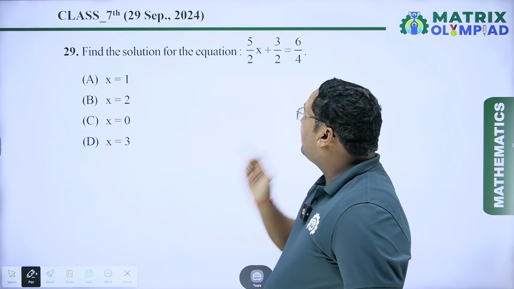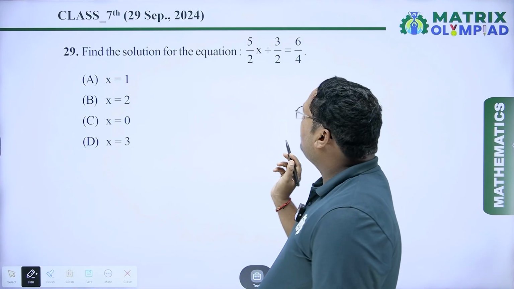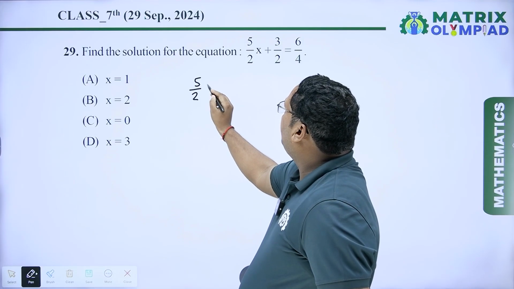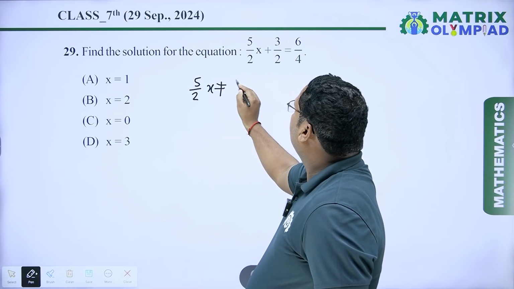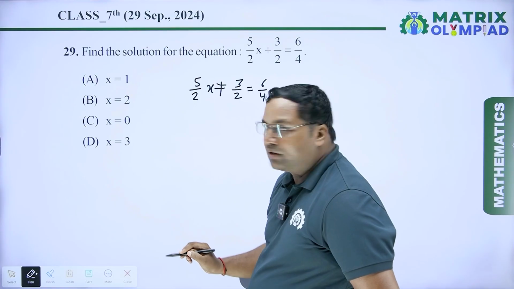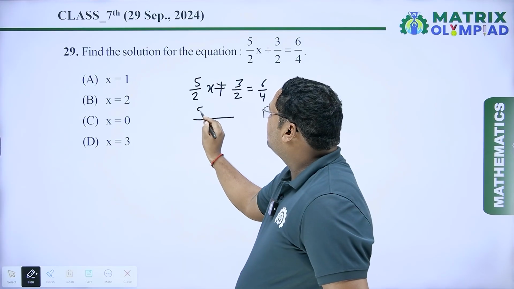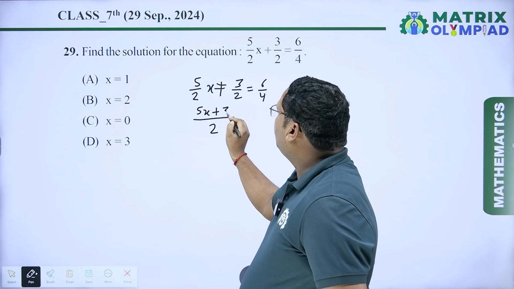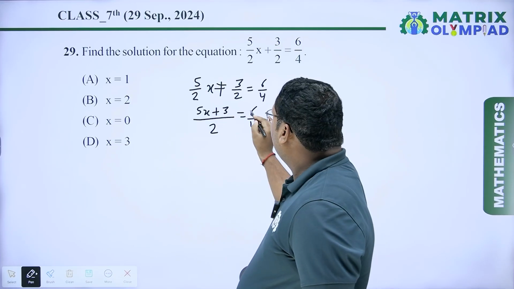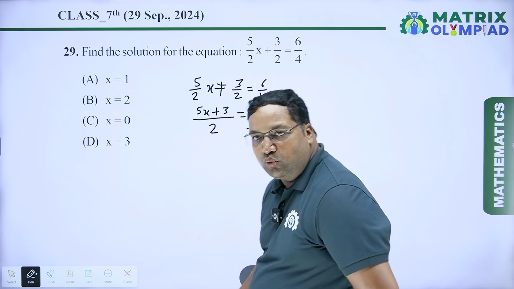Question number 29. Find the solution for the equation 5 by 2 x plus 3 by 2 equal to 6 by 4. So we have to solve this equation. 5 by 2 x plus 3 by 2 is equal to 6 by 4. So we have to take here LCM. LCM is 2. So it is 5x plus 3 is equal to 6 by 4. Again, it is cancelled out by 3 times. It is cancelled out by 2 times.